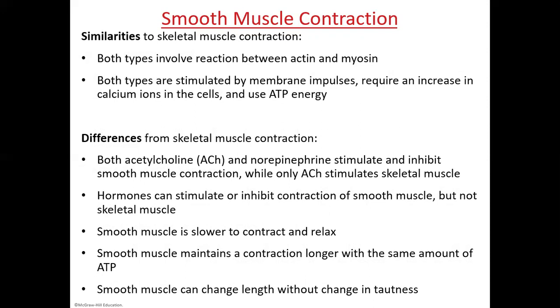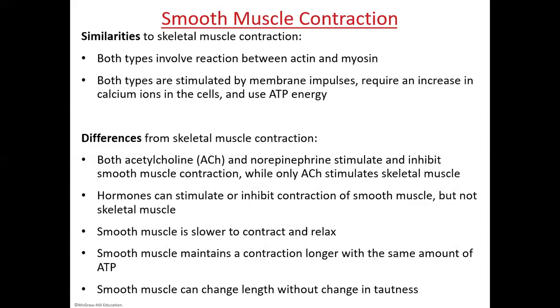However, the smooth muscle can use another neurotransmitter called norepinephrine. It's not just acetylcholine. So acetylcholine is the only thing that triggers skeletal muscle contraction. It triggers smooth muscle contraction as well, and then norepinephrine can inhibit smooth muscle contraction.